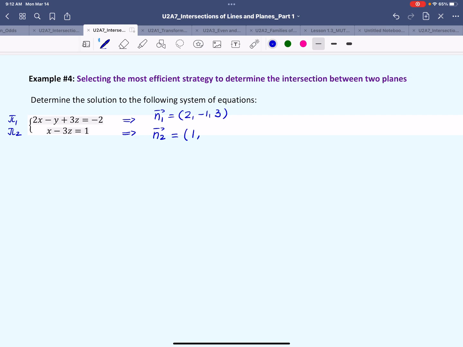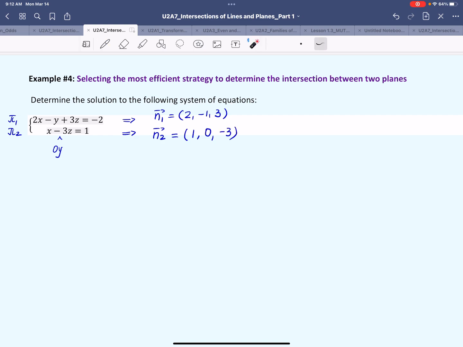And as you can see here, we are missing the y term. Missing the y term means that y must have had a coefficient of 0. So this will give the normal the y coordinate of 0. The z coordinate will be -3.